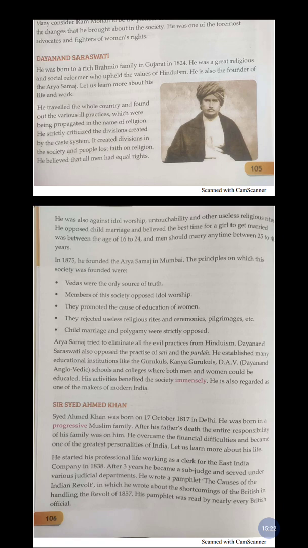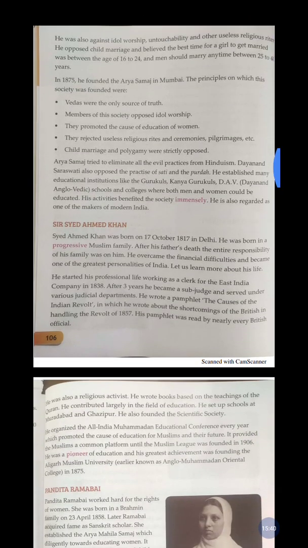His activities benefited the society immensely. He is also regarded as one of the makers of modern India. Dayanand Saraswati is regarded as one of the makers of modern India. So students, we have finished with the second social reformer, Dayanand Saraswati. Now we'll have the third social reformer, that is Sir Syed Ahmad Khan.